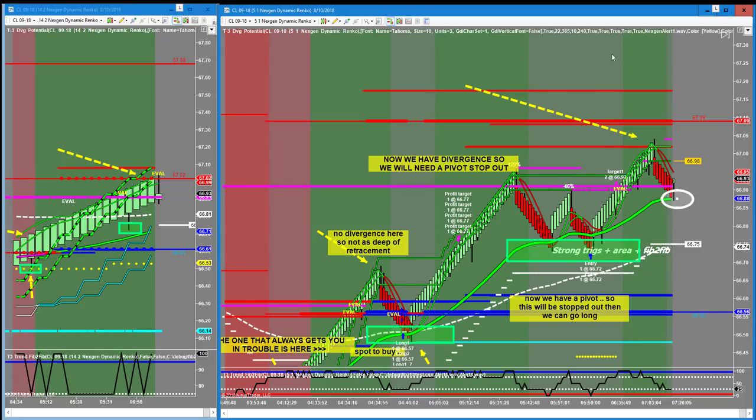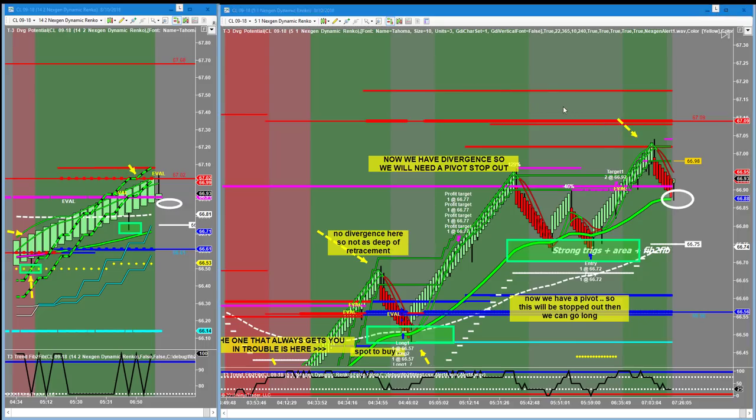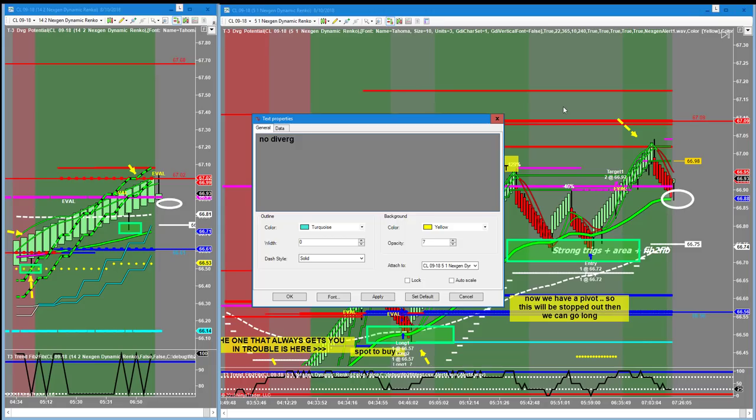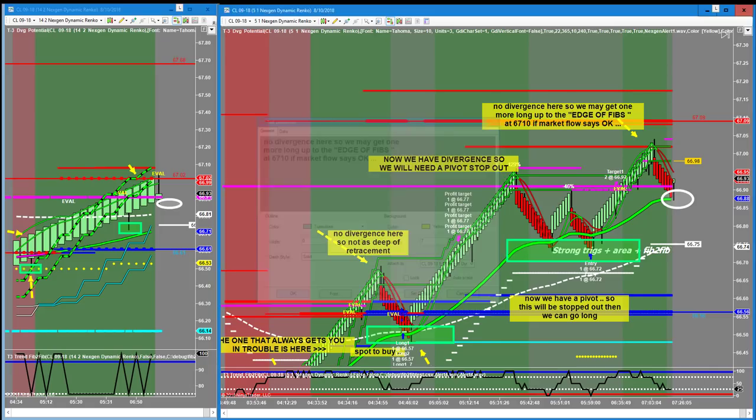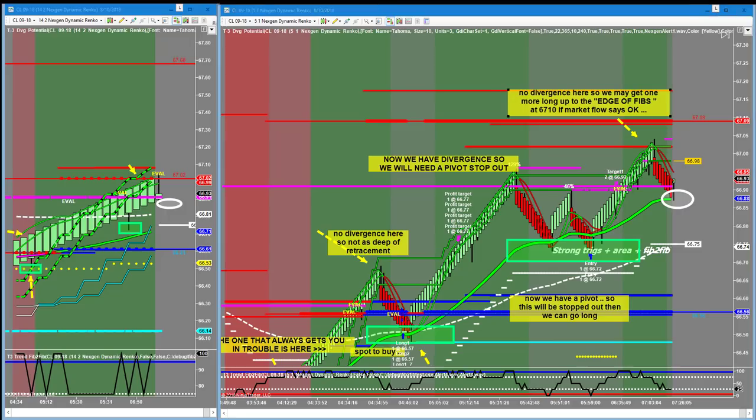And when we get back to the mid band, which is kind of the last spot for a long, we say to ourselves, look, we had no divergence and the triggers are strong and the triggers are really pushing on the big chart, maybe we get one more. Right? So no divergence, maybe we get one more. And this is where we're trying to trade up to the edge of fibs, but this is where the market flow chart helps out a lot. If the market flow gives a signal here, then you can take it with somewhat of a smaller risk.